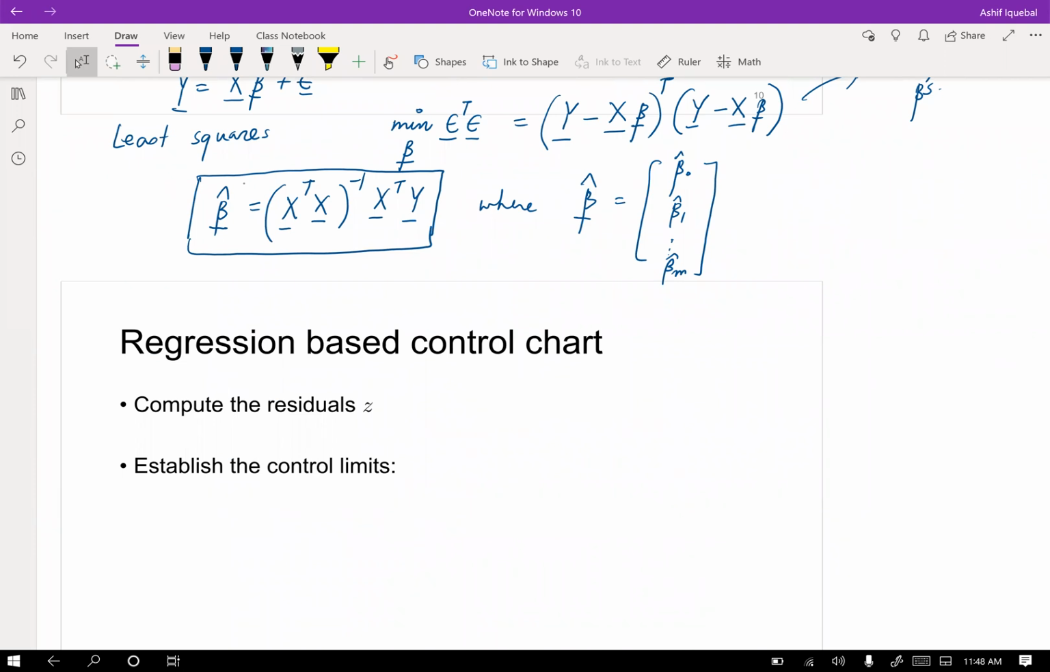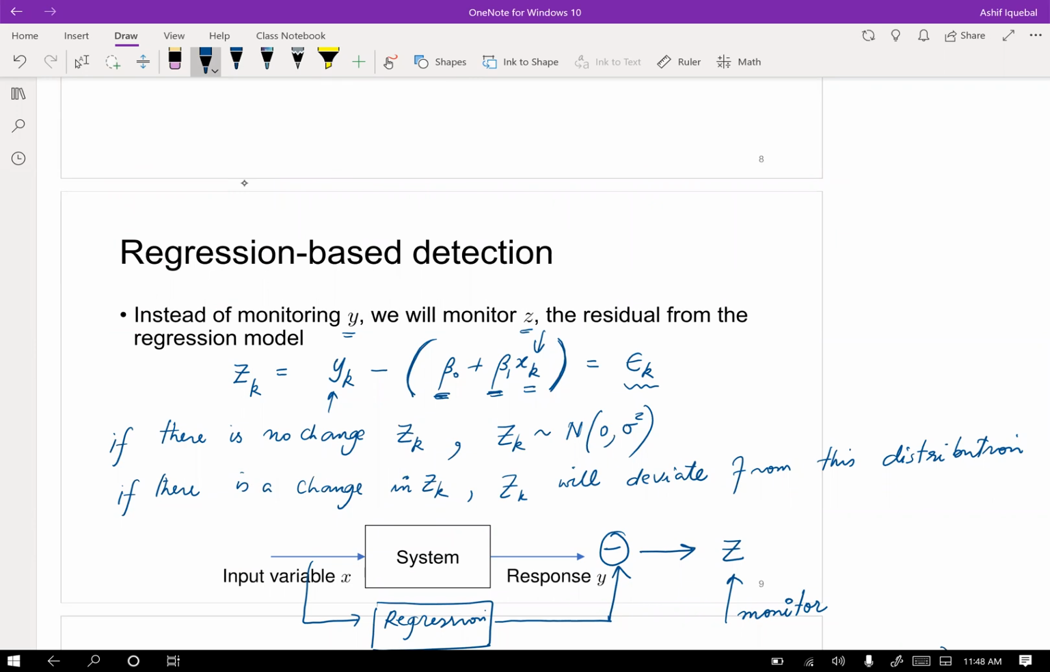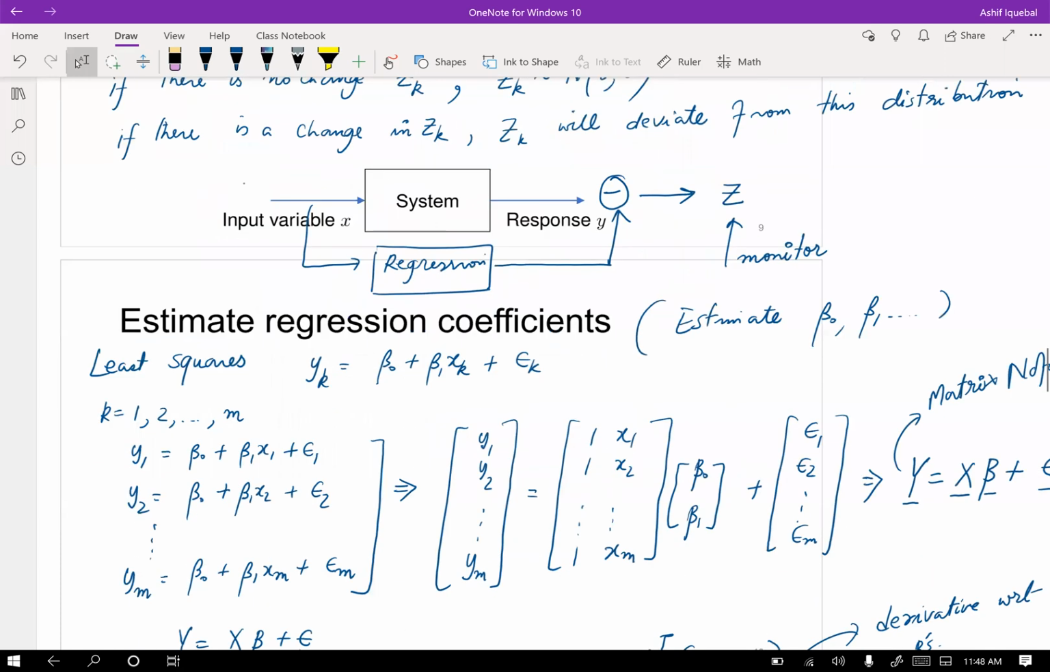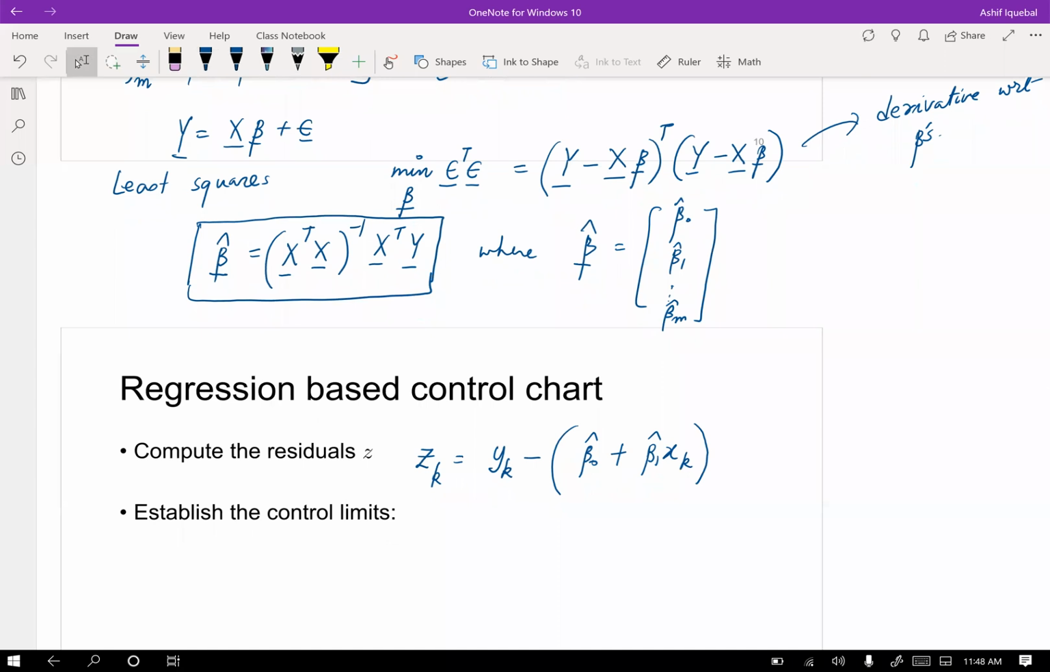Okay, so now once you have the parameter values, now you can compute z, right? Zk now will be equal to, let's go back and take a look at the formula for zk. Zk is equal to yk minus beta 0 plus beta 1 times xk, right? So let's write this down. This is equal to yk minus beta 0 hat plus beta 1 hat times xk, right? This gives you zk, and this is also given as epsilon hat.